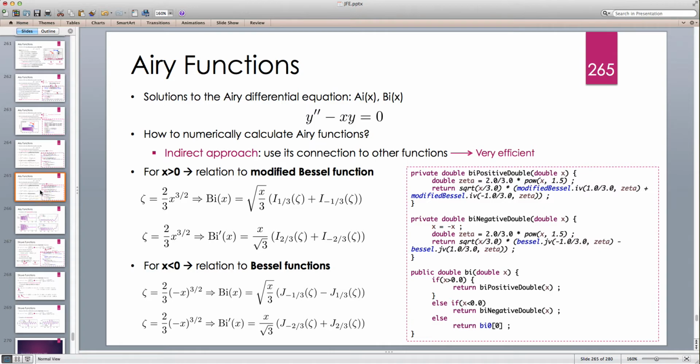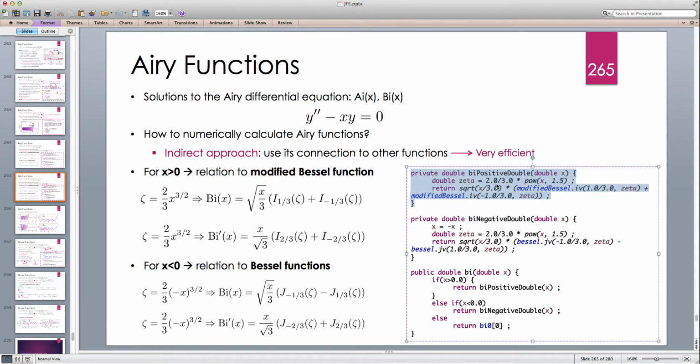Okay, similar thing for the Airy function of the second kind, Bi of x, and again the zeta has the same definition for x positive and x negative. Bi is exponentially growing for positive x, so it's related to the modified Bessel function of the first kind. It is equal to the square root of x over 3 times I of 1/3 zeta plus I of minus 1/3 zeta, and then the derivative is x over square root of 3 times I 2/3 of zeta plus I minus 2/3 of zeta. And the implementation is basically very simple and straightforward.